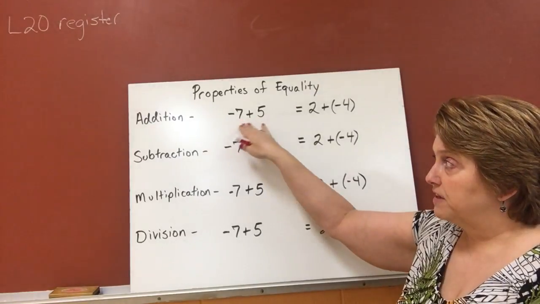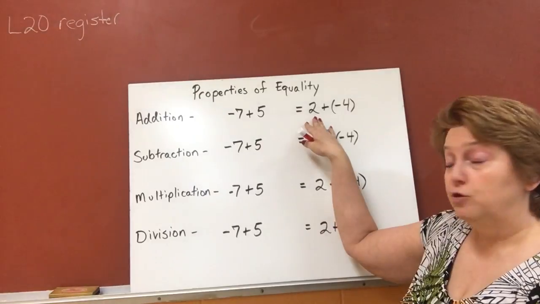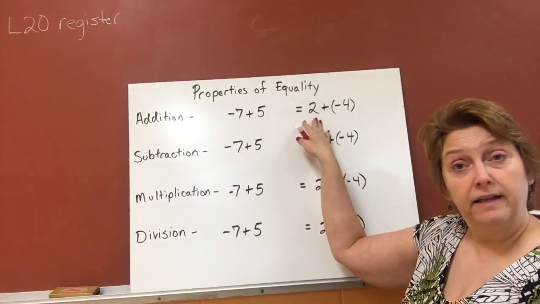And if we work both of these expressions out, -7 plus 5 is -2. 2 plus -4 is -2. So these are equal right now.